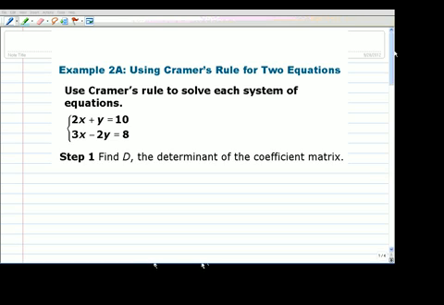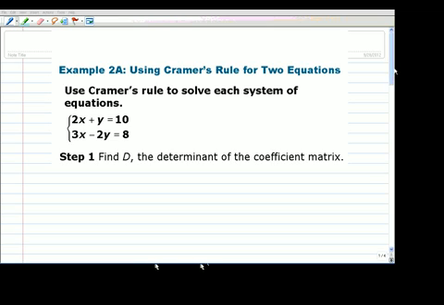Okay, so let's look at this example. We're going to use Cramer's rule to solve each of the following systems of equations. So now we have 2x plus y equals 10 and 3x minus 2y equals 8. Always check first to see if the system is in standard form, ax plus by equals c. Here it already is, so we're good to go.